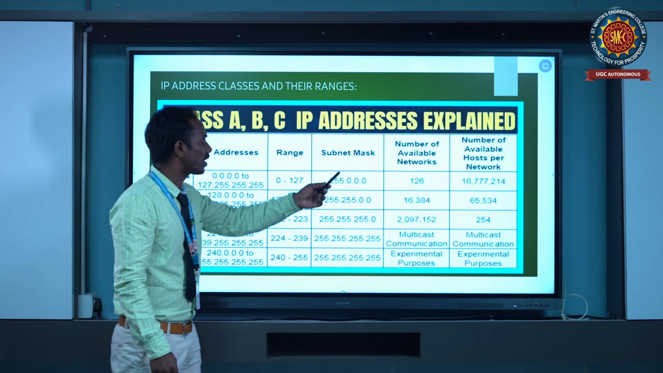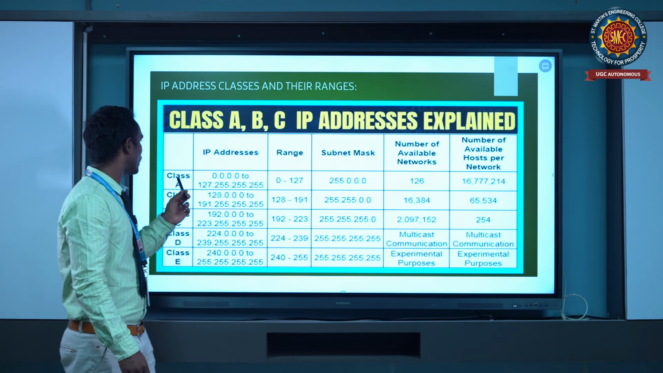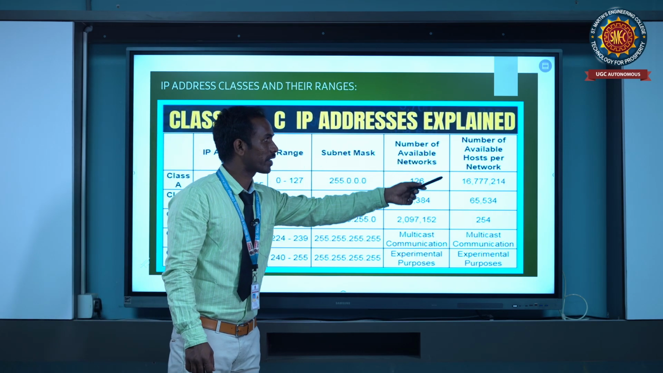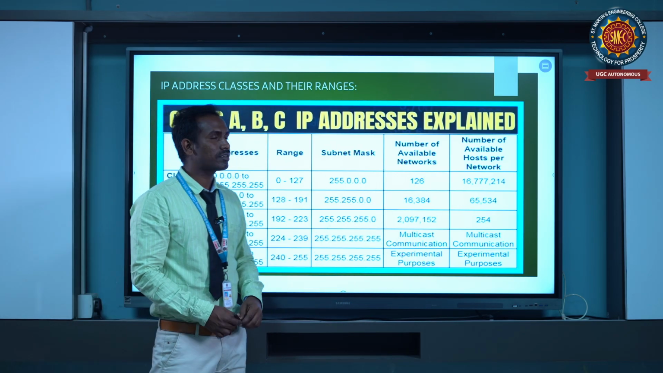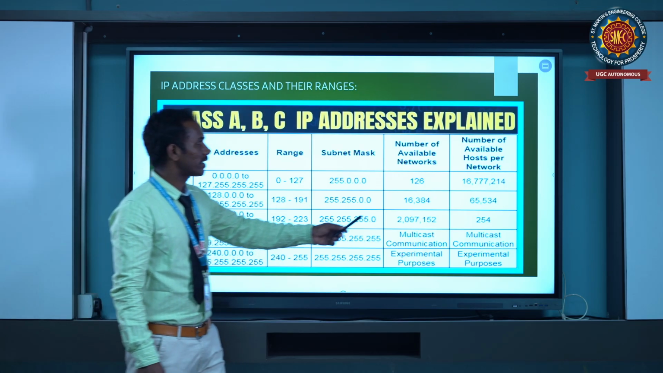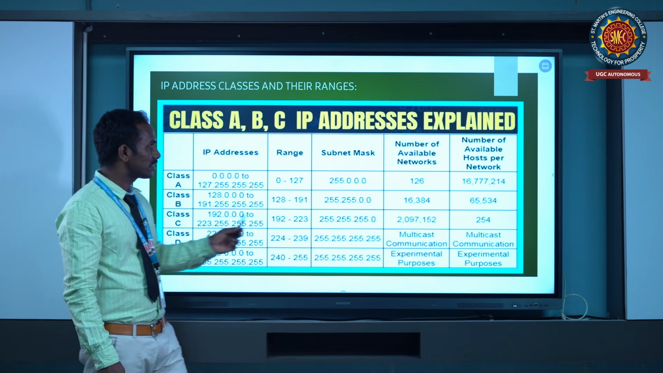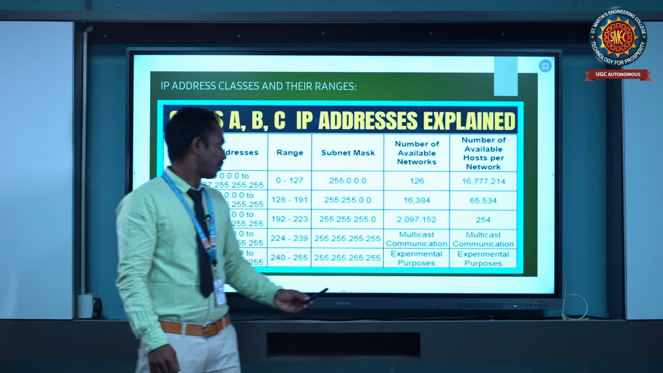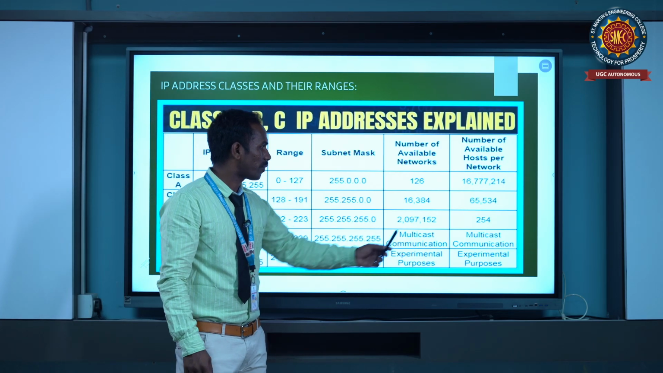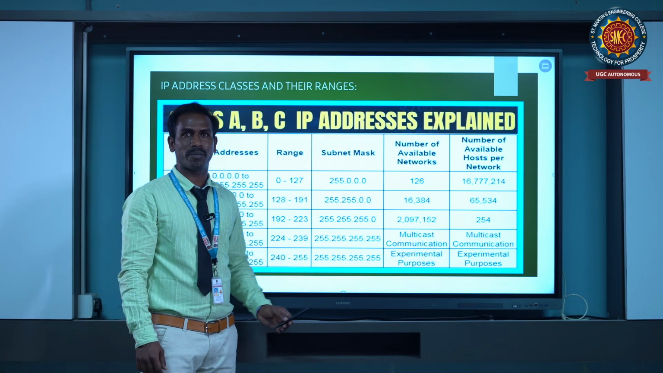The subnet mask is 255.0.0.0. So for class A, the number of available hosts per network is 16777214 per network only. Class B is 65534 per network, and class C is 254 per network, and class D is for multicast communication. Class E is for research and development.